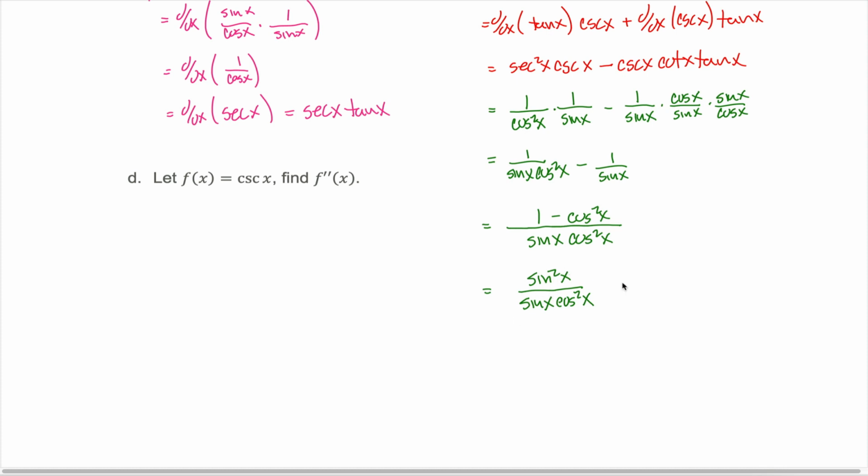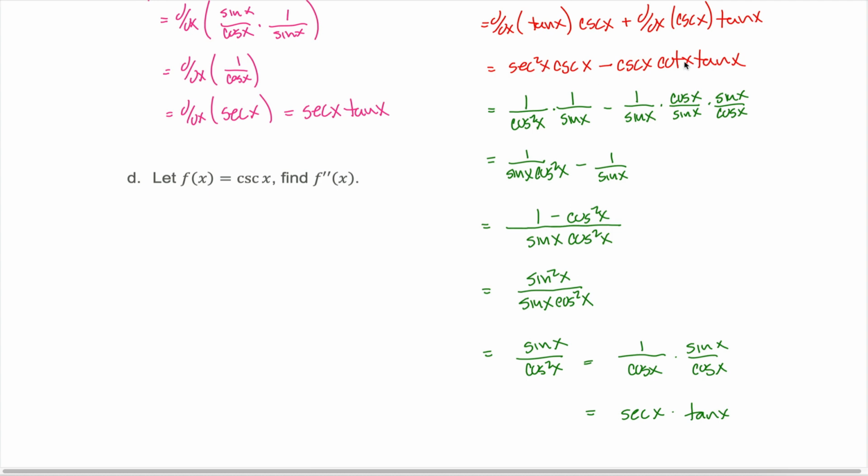Now I can cancel this sine of x and one of these sine of x's, and I get sine of x divided by cosine squared x, which I can rewrite as 1 over cosine of x times sine of x over cosine of x, because 1 over cosine of x is the same as secant of x, and sine over cosine of x is the same as tangent of x. And what we've shown is that our answer in red, by doing all the work in green, is the exact same as our answer in pink.